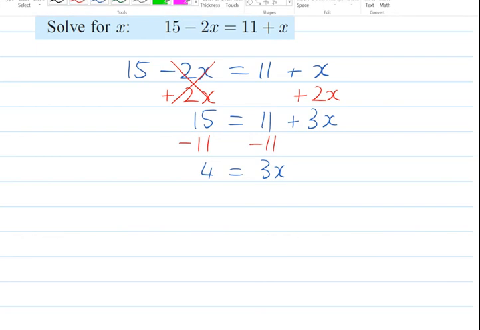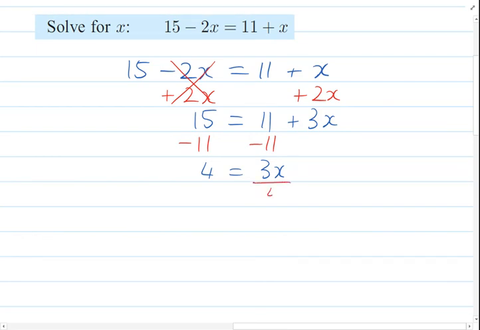And now I want to get x by itself, so I'm going to divide both sides by 3, so that my 3's cancel out and leave x with itself. And so my answer is x equals 4 over 3, or if I wanted to write it with x on the left, I could say x equals 4 over 3 that way.